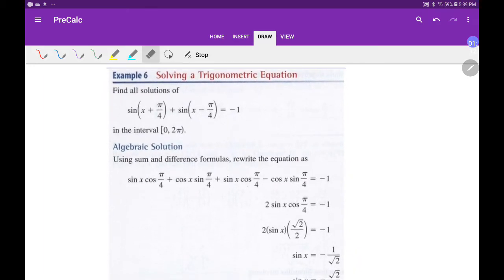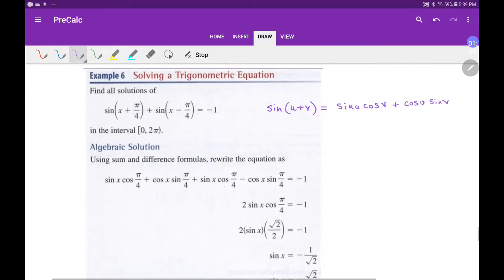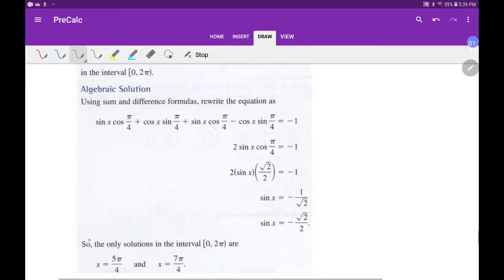We're solving a trigonometric equation. And so you can see they use the trig identity here. Sine of u plus v is equal to sine u cosine v plus cosine u sine v. Okay, so we have to know that. We have to memorize that. And that's what they did down here.